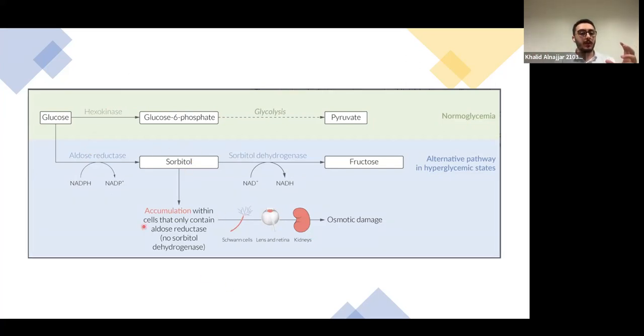And again, accumulation within the cells that only contain aldose reductase will cause osmotic damage. Osmotic damage means damage to these organs. And this explains the presentation of diabetes patients.